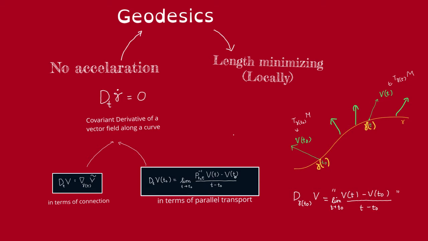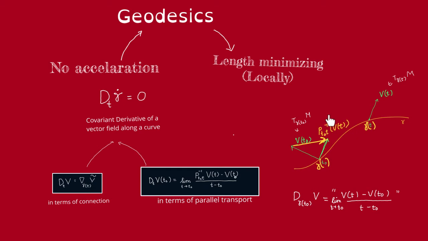We can fix this. So the idea is as follows. What we do is that we transport this vector all the way to here so that these two vectors lie in the same tangent space. This is called a parallel transport of this vector. Now these two vectors lie in the same tangent space, so we can talk about this difference. The covariant derivative of V then is just going to be defined to be this limit, right? The limit of this difference as t approaches t naught.